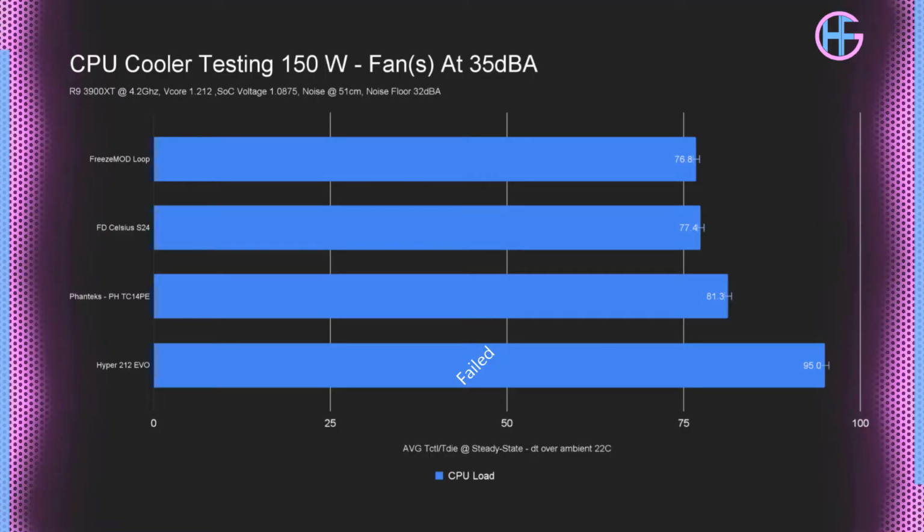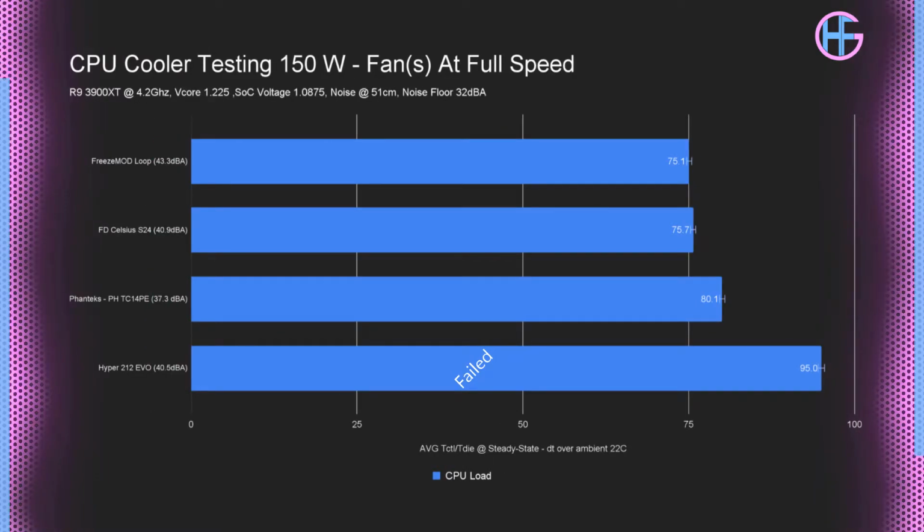Now the 35 dBA noise equalized 150 watt test, the FREEZEMOD water loop managed to just edge out the Celsius S24 AIO with a temperature of 76.8. Then at full speed, the FREEZEMOD water loop again managed to just edge out the Celsius S24 with a temperature of 75.1. So it seems that the Celsius S24 is faster at removing the heat from the IHS.